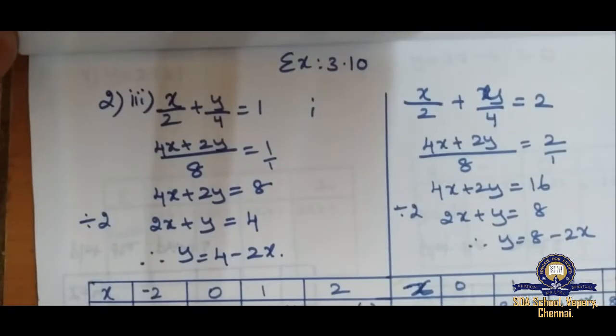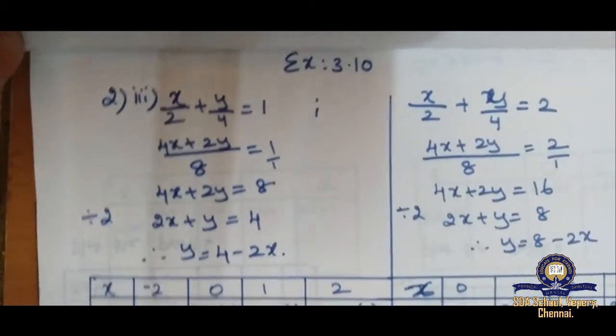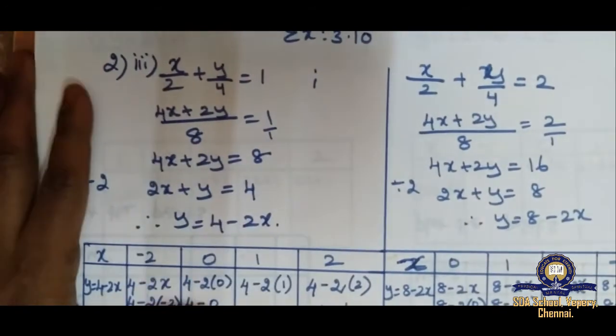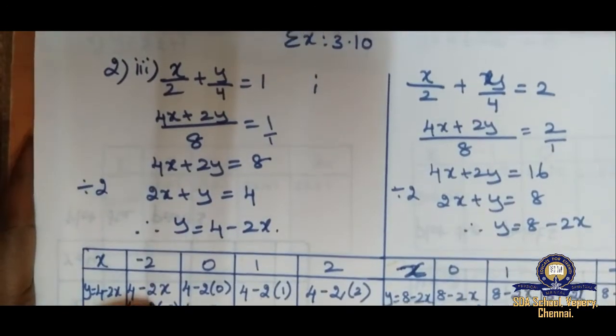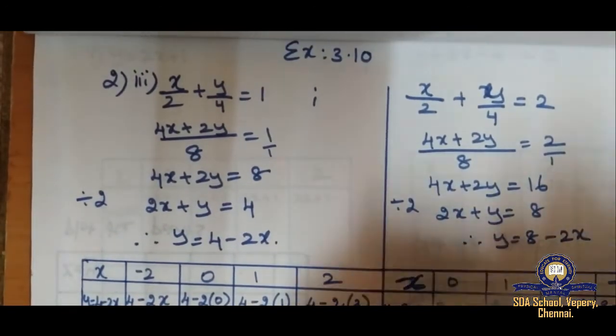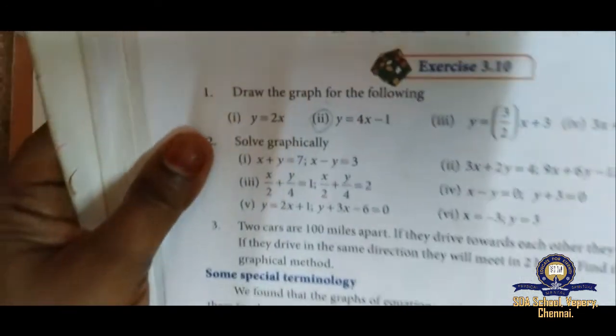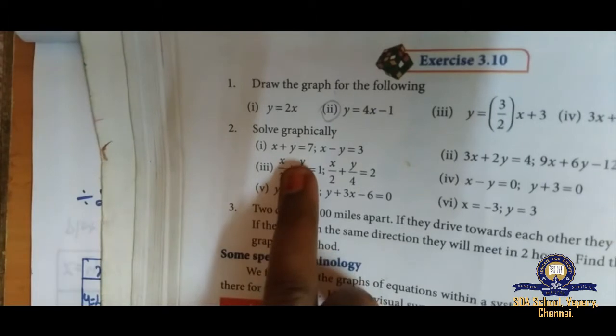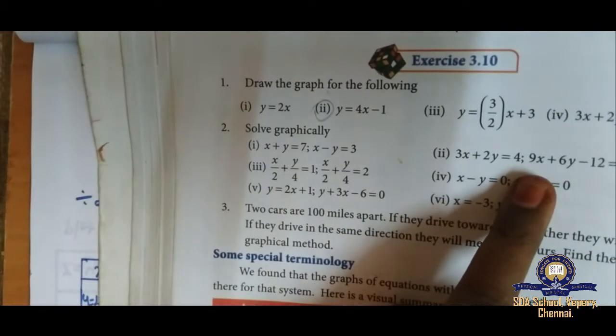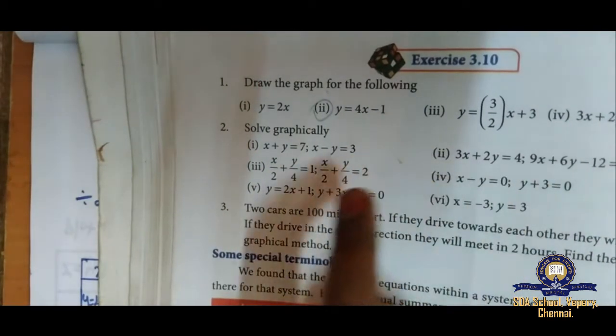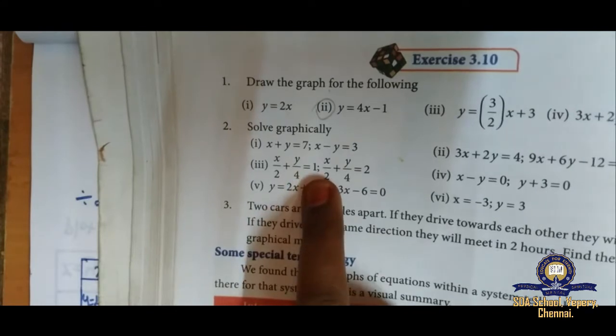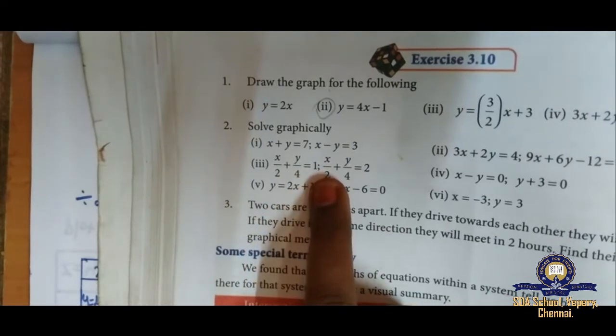Exercise 3.10, you have to pronounce it as 3.10. Here, the second Roman letter we have completed, page number 124. The second sum, first question and second question we have completed already. The third question is given in the fraction sum. So we'll try to do how it is done.